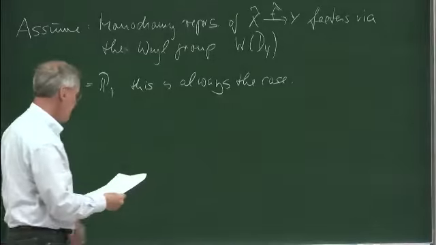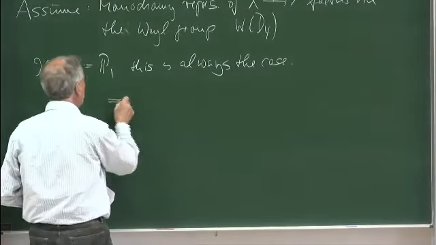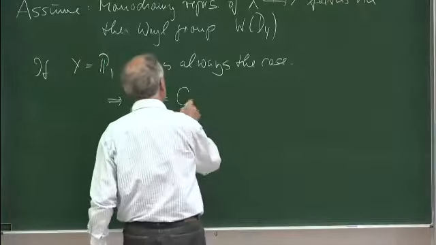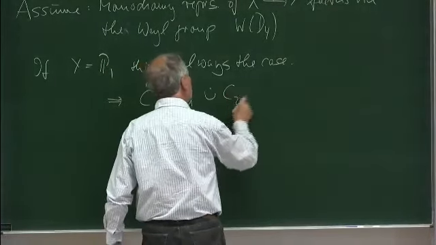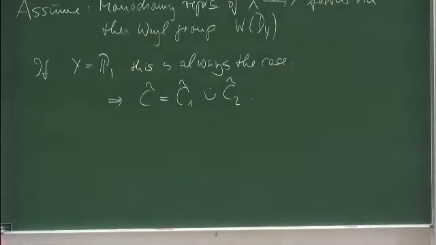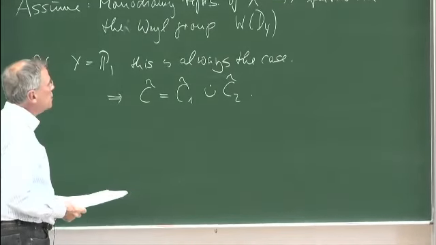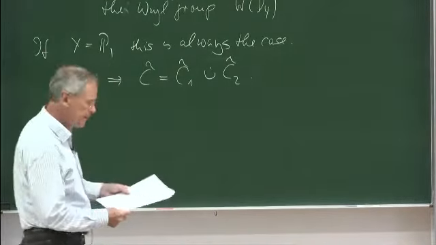But if one has this, then one can show that C tilde is a disjoint union of two curves, C1 tilde disjoint with C2 tilde. Let me explain how this occurs, so how one gets these two copies.